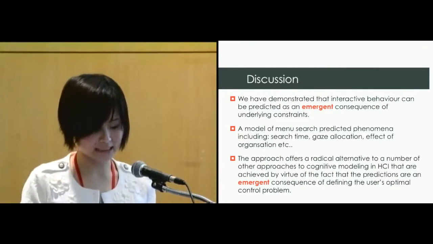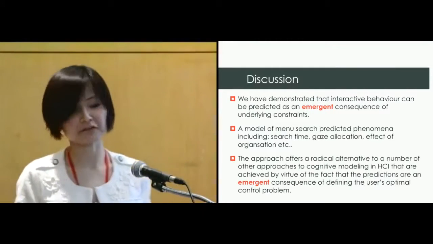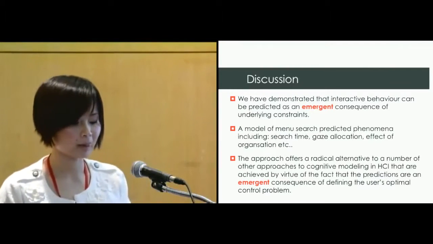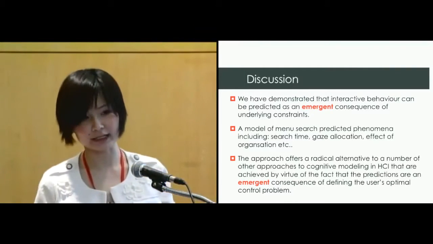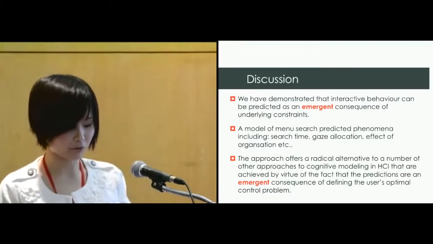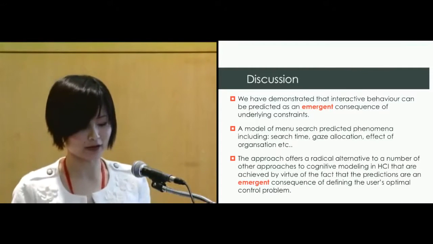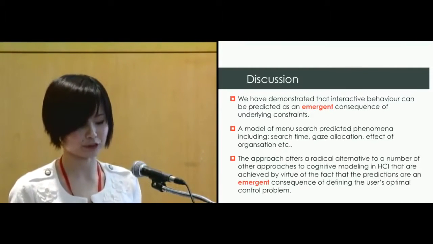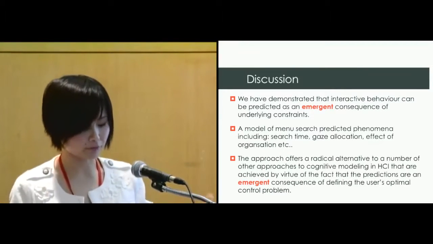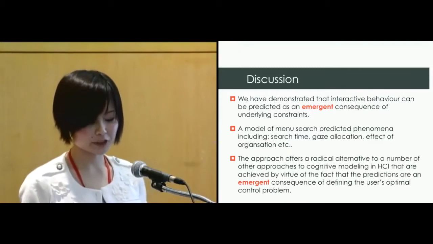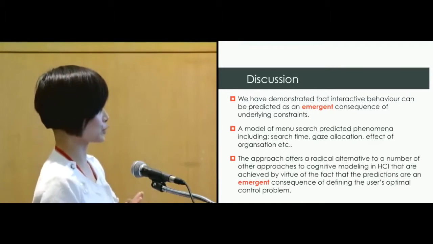We have demonstrated that interactive behavior can be predicted as an emergent consequence of underlying constraints. And our model of menu search predicts phenomena that include search time, gaze allocation, and the effect of organization. And we believe that this approach offers a radical alternative to a number of other approaches to cognitive modeling in HCI, achieved by virtue of the fact that the predictions are an emergent consequence of defining the user's optimal control problem.